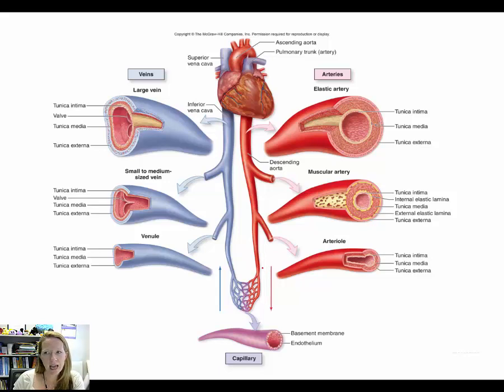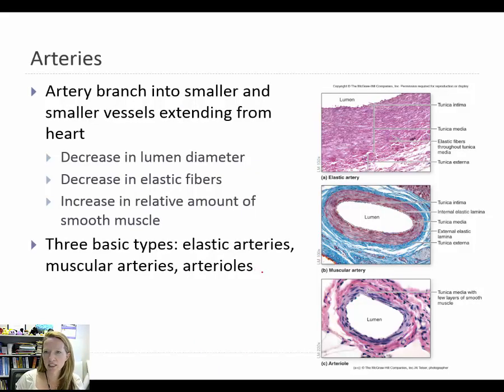So we're going to be taking a look at elastic arteries, muscular arteries, and arterioles. Another thing that's going to decrease is the amount of elastic fibers, especially in that tunica media. And also we'll take a look at how more smooth muscle is going to increase as well. So this is looking at the elastic artery, nice thick tunica media right there, and so on and so forth, going to the little arterioles.